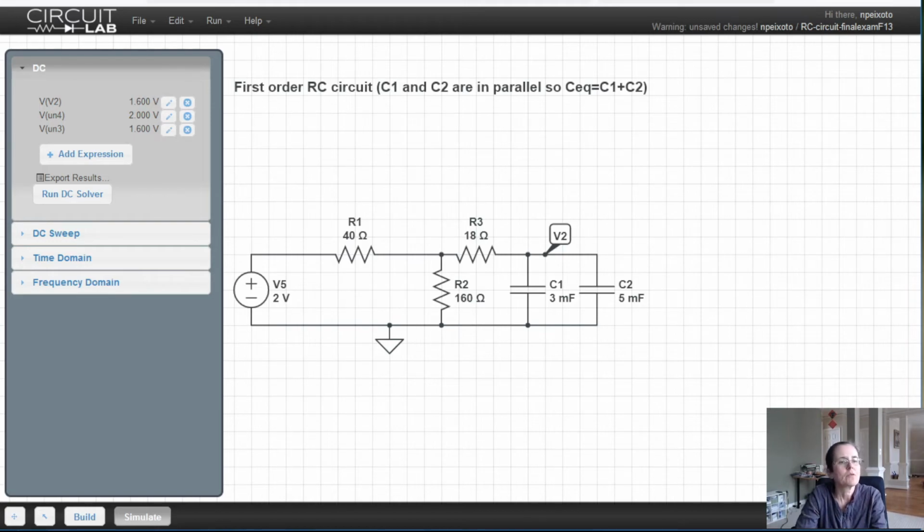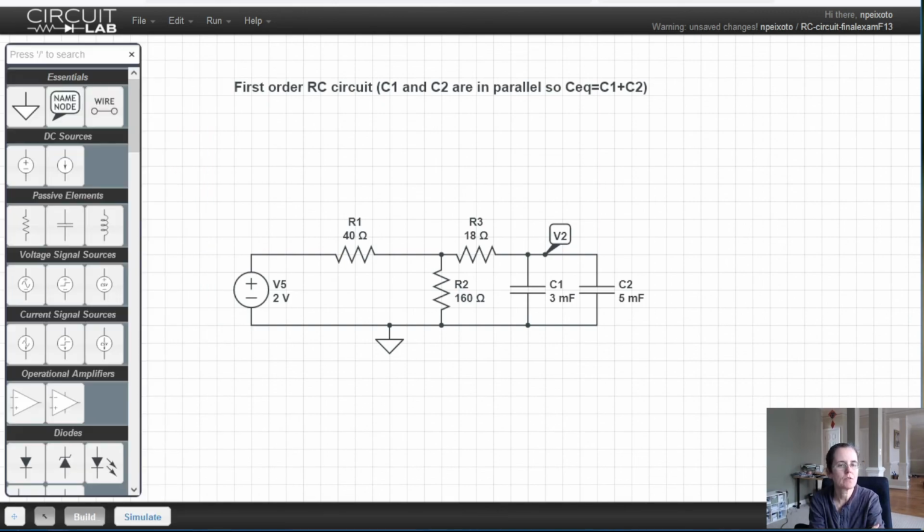But for my graduate level class, and also for the undergraduate, we're about to start looking at what happens to the circuit over time. So I'm going to make the next video a time domain simulation. And instead of this power supply, I'm going to change to a square wave. So let's go back to build.